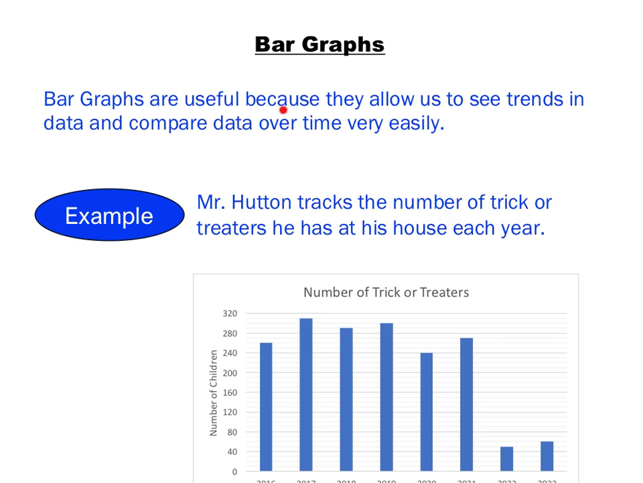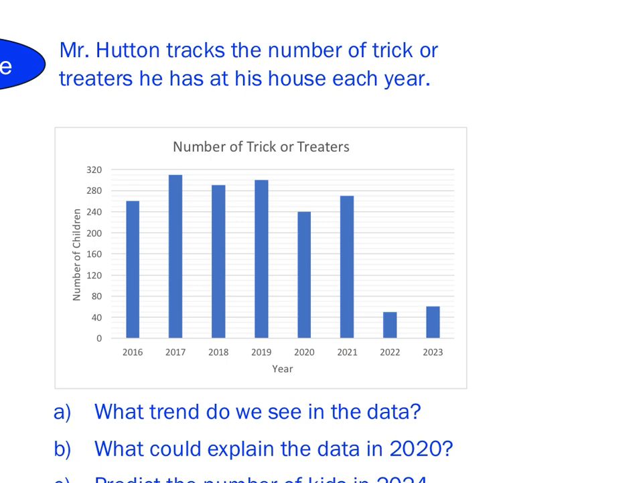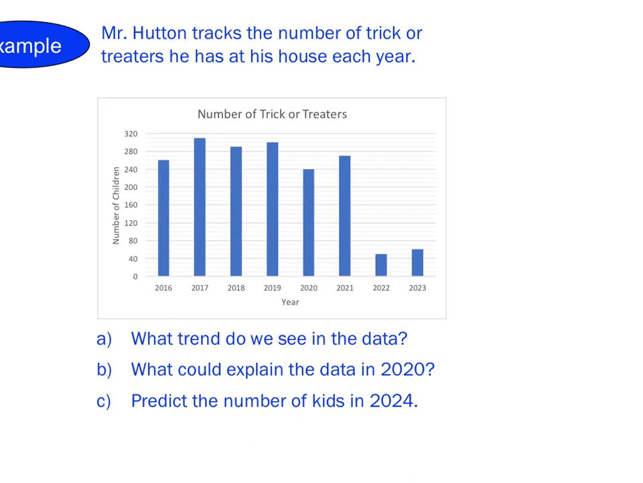Bar graphs are useful because they allow us to see trends in data and compare data over time easily. Mr. Hutton tracks the number of trick-or-treaters he has at his house each year. So here's the bar graph. We can see from 2016 to 2023, the bars are very big from 2016 to 2021, and they're a lot smaller in 2022 and 2023. So what trend do we see in the data?